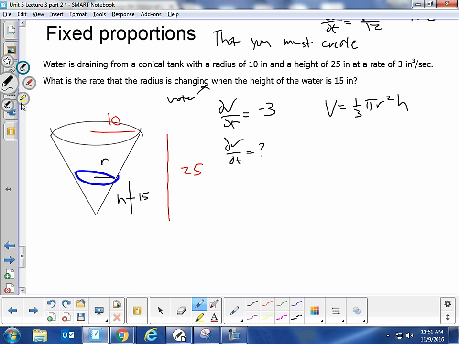And what's going to help me simplify things is the fact that we create two similar right triangles, which is the radius and the height of the tank and the radius and the height of the water. Okay, these triangles will share two angles. That means the ratio of their sides will be proportional, which means the ratio of the radius of the water to the height of the water will equal the ratio of the radius of the tank to the height of the tank.